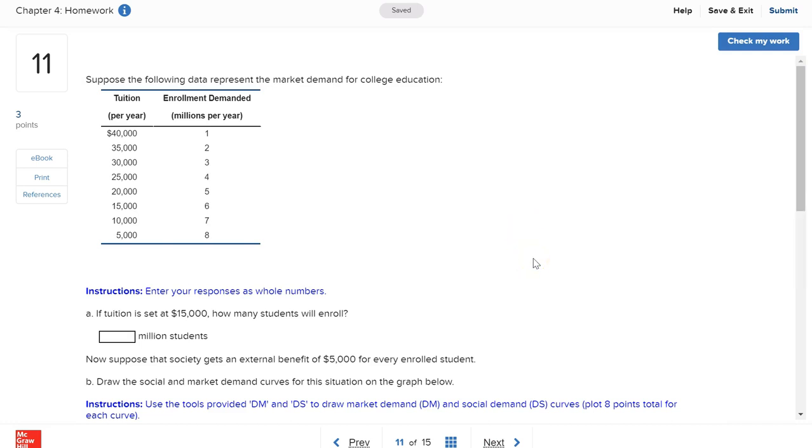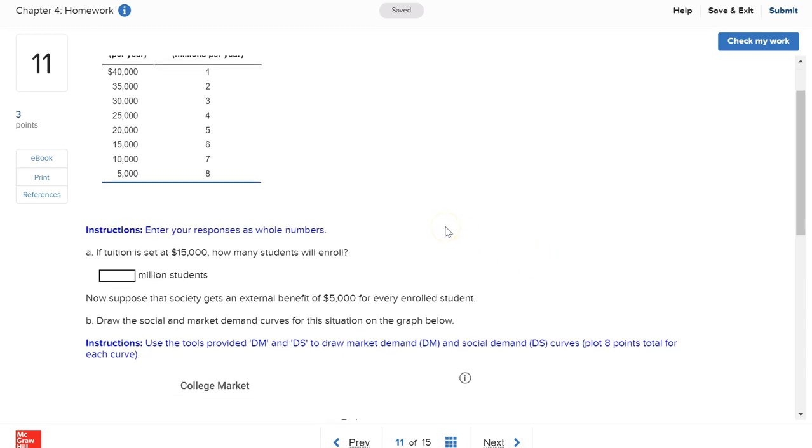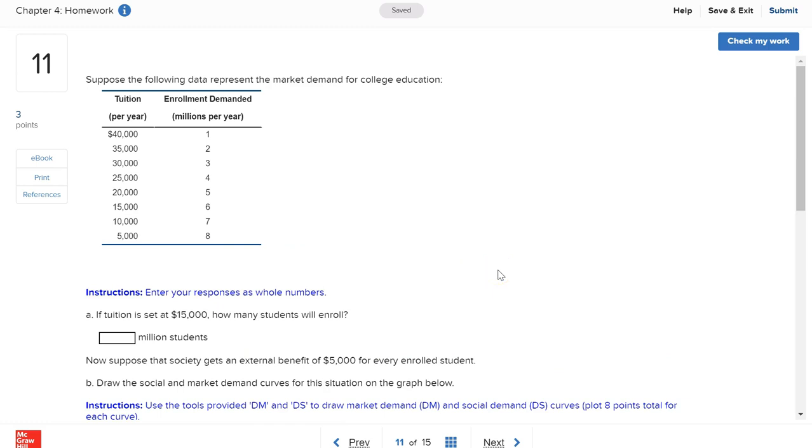Number 11 is asking you to read an enrollment demand curve. So this one's pretty basic. If tuition is set at $15,000, you can see that 6 million students will enroll at $15,000. And then they ask you about some externalities. Suppose that society gets an external benefit of $5,000 for every student enrolled. And on the graph, you're going to draw the new social and market demand curves, right?